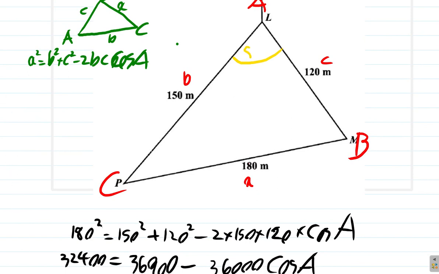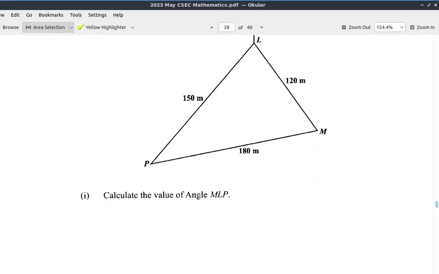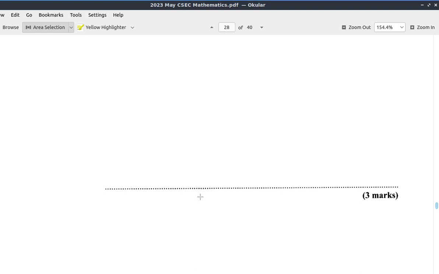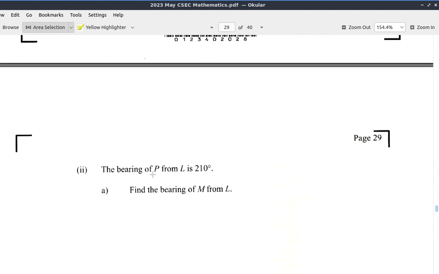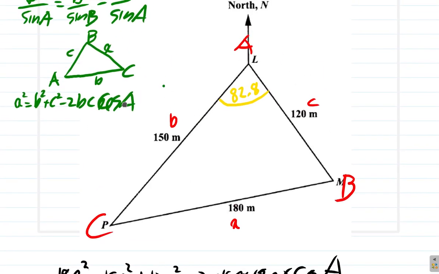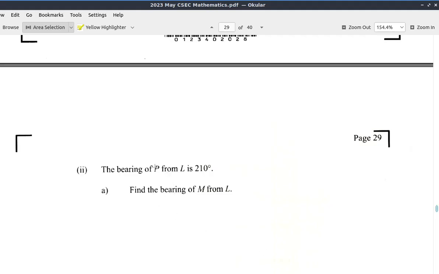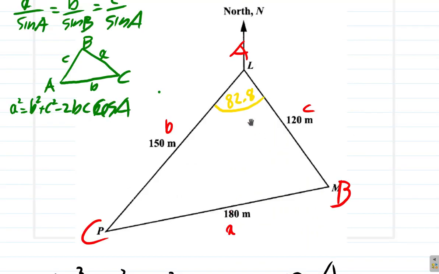So this is 82.8 degrees. This is our angle. Alright. Angle MLP, 82.8. Let's do this. The bearing of P from L is 210. Find the bearing of M from L. So the bearing of P from L is 210.